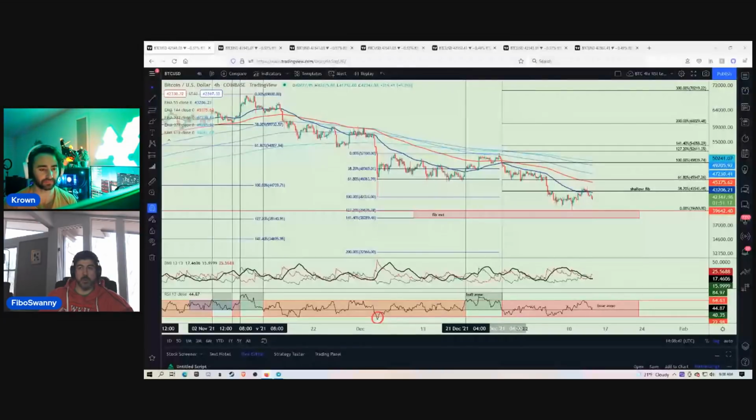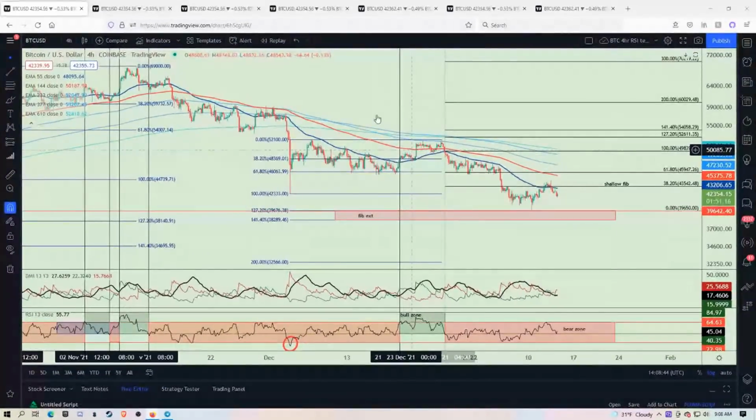What I'm going to do is pretty much just look over Bitcoin and look at the different time frames and get a feel for what's going on. I'm going to start out with the 4 hour here, and I'm going to basically get people familiar with what I'm looking at for anybody that hasn't seen my stuff yet.